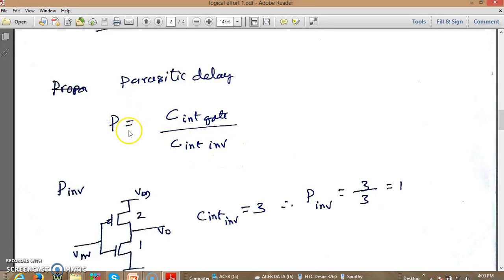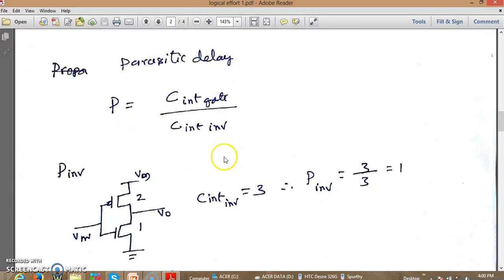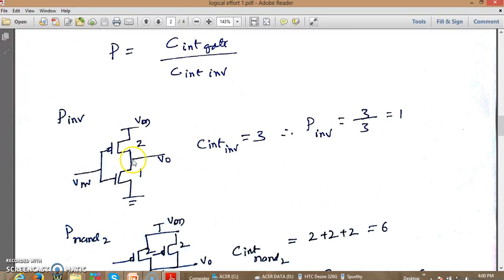This is the parasitic delay, which is the ratio of the C intrinsic of the gate divided by C intrinsic of the inverter. If you can see now, the intrinsic capacitance at the output is given by, this is 2 unit, this is 1 unit, now it is 3 unit. For the inverter, it is 3 by 3, which happens to be 1.